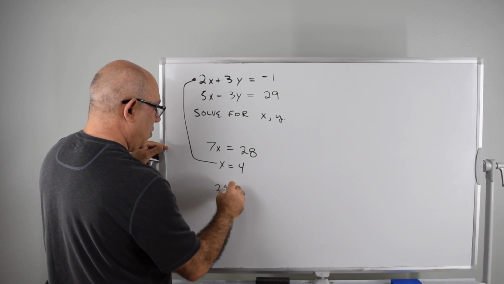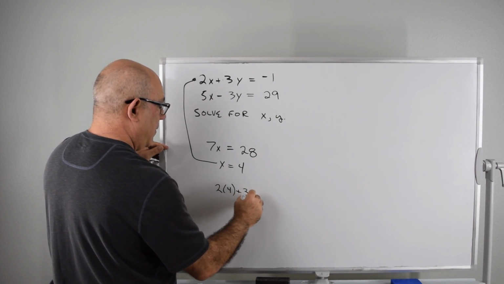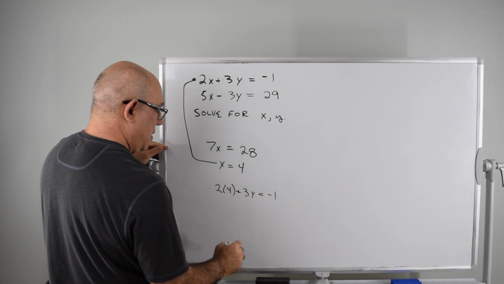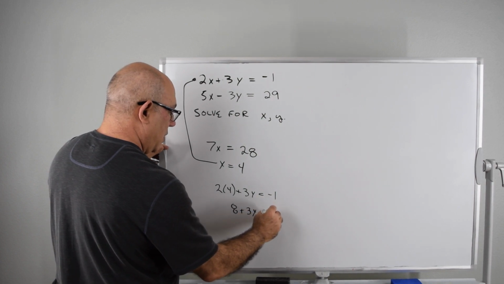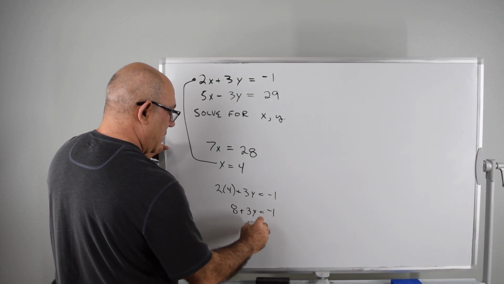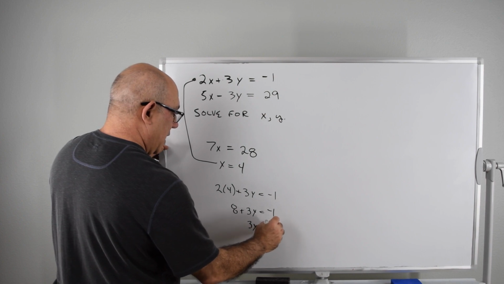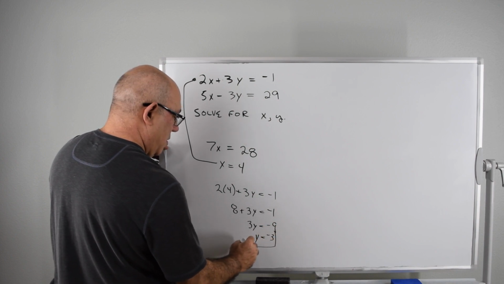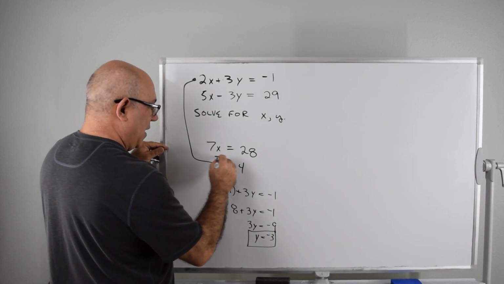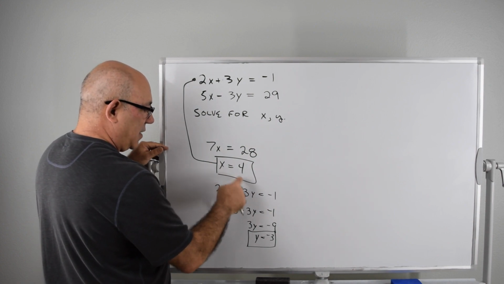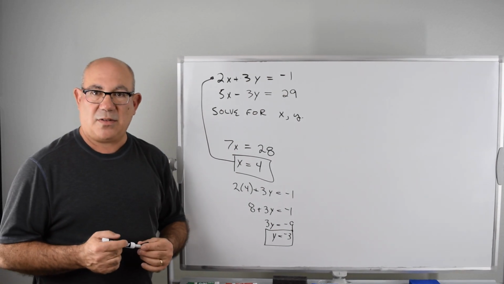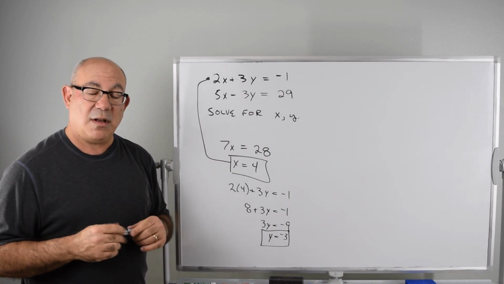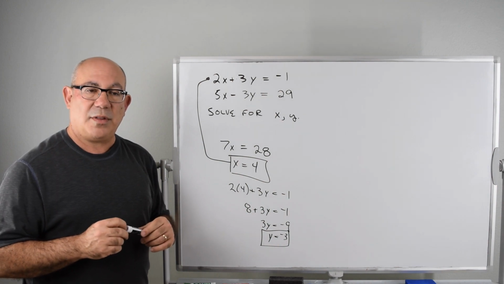We have 2 times 4 plus 3y equals minus 1. We have 8 plus 3y equals minus 1. 3y equals minus 9. Y equals minus 3. So, when you compare, we have the same answer we had before. We have x equals 4, y equals minus 3, and look how simple it was to answer using the addition. Now we're going to use another method called the matrix method.